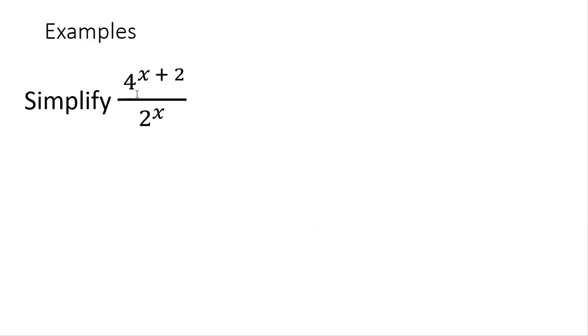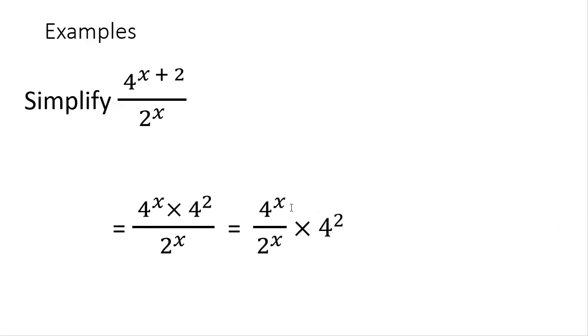Here's one. We look at it, can I write them to the same base or to the same power? In fact, I could do either, but I'm going to practice getting rid of this plus 2 so that I have them to the same power. In this case, plus 2 means times 4 squared. Now, I recognize that I've got 4 to the x divided by 2 to the x, to the same power. 4 divided by 2 is 2, and 4 squared is 16. 16 is 2 to the 4, and I can rewrite it in power 2.